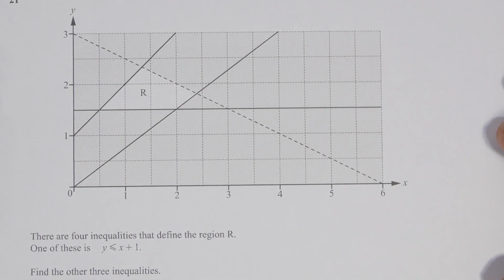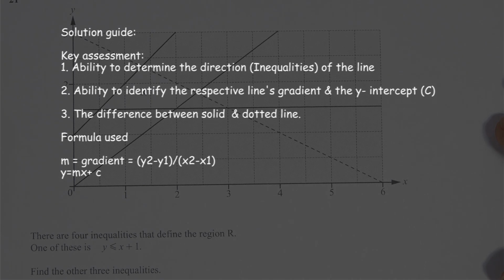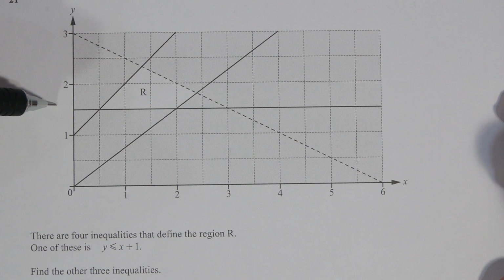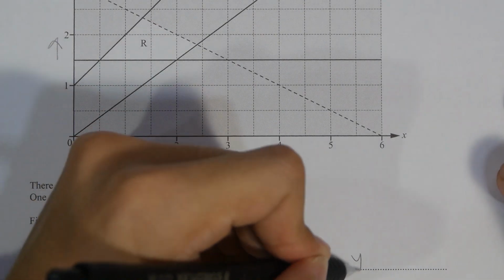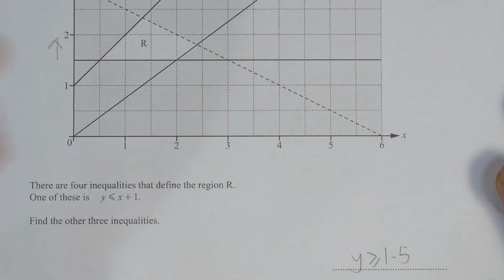Question 21. It is slightly complicated. So first of all, I identify that the straight line over there is y more than or equal to 1.5. So this one is pretty straightforward. You should be able to identify it.